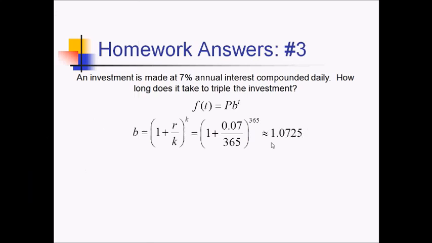Now I have to actually plug some things in here. So I just found approximately what my b value is. t we're going to leave there because we're solving for time. We want to know how long it takes to triple. But now what should I put in for my principal and my target amount? Because they never told me what the initial amount is. But they did tell me that I want 3 times that initial amount.